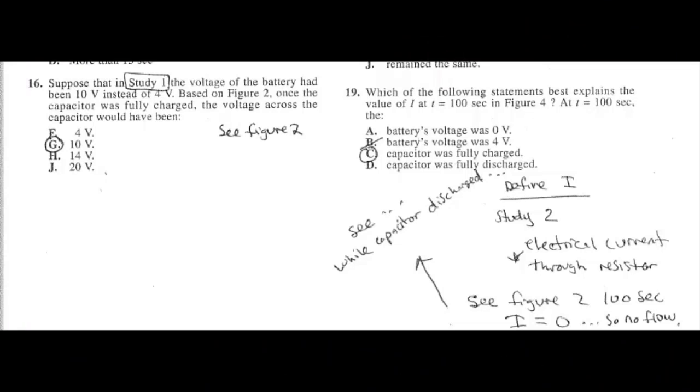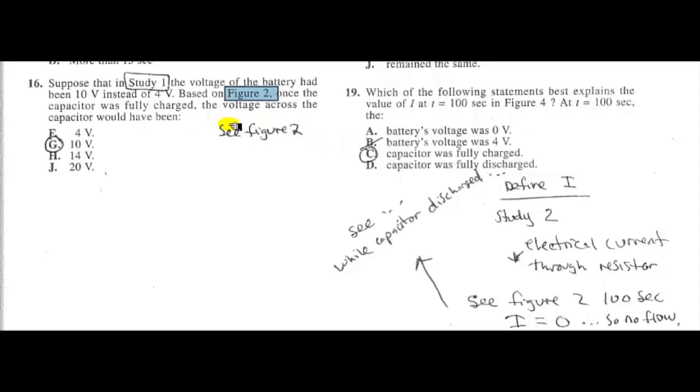Test 70A, Science, Practice Problem number 16. Number 16 states, suppose that in Study 1, the voltage of the battery had been 10 volts instead of 4 volts. Based on Figure 2, once the capacitor is fully charged, the volts across the capacitor would have been. First thing we need to do here is put this in your own language. We need to go to Figure 2.